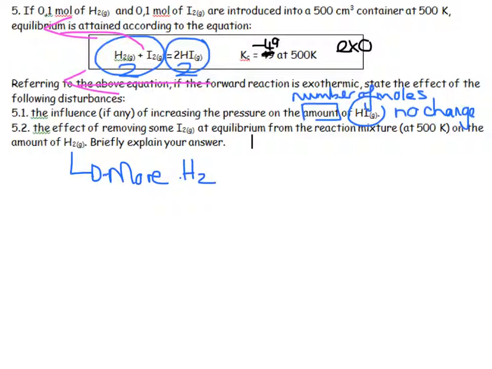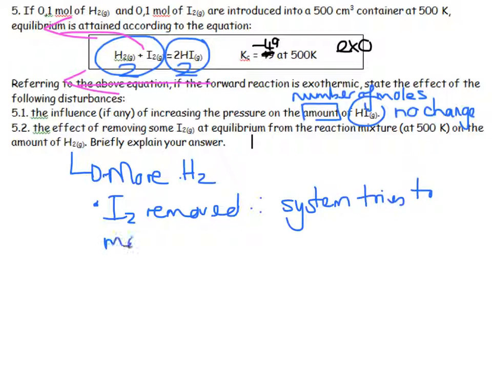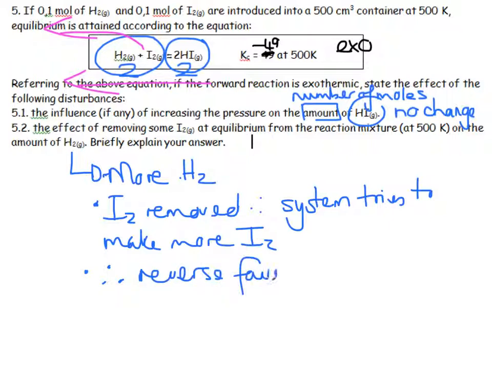Why? Because I2 removed, therefore system tries to make more I2, therefore reverse favored, and that in turn means that you're going to land up with more H2. If they had asked me about temperature, what if I had increased the temperature? If I increased the temperature, I would have favored the endothermic reaction.